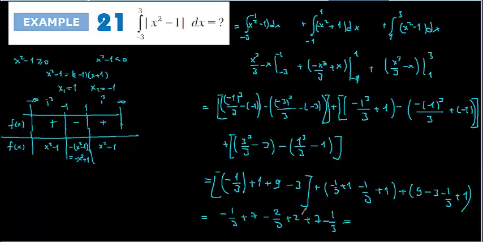Then if you add them, 7 plus 2 plus 7, which is equal to 16. 16 minus 1 minus 2 minus 1, again 16 minus 4 over 3. 4 times 16 is equal to 48, minus 4, it's going to be equal to 44 over 3.